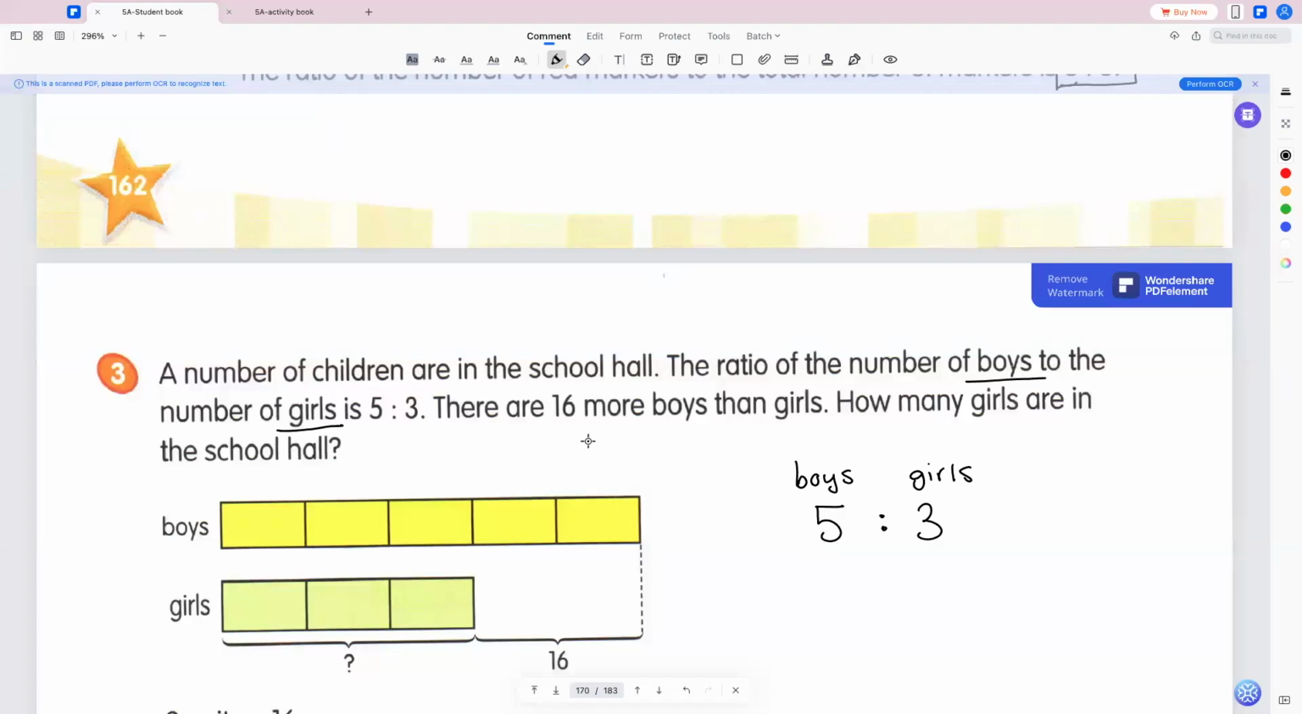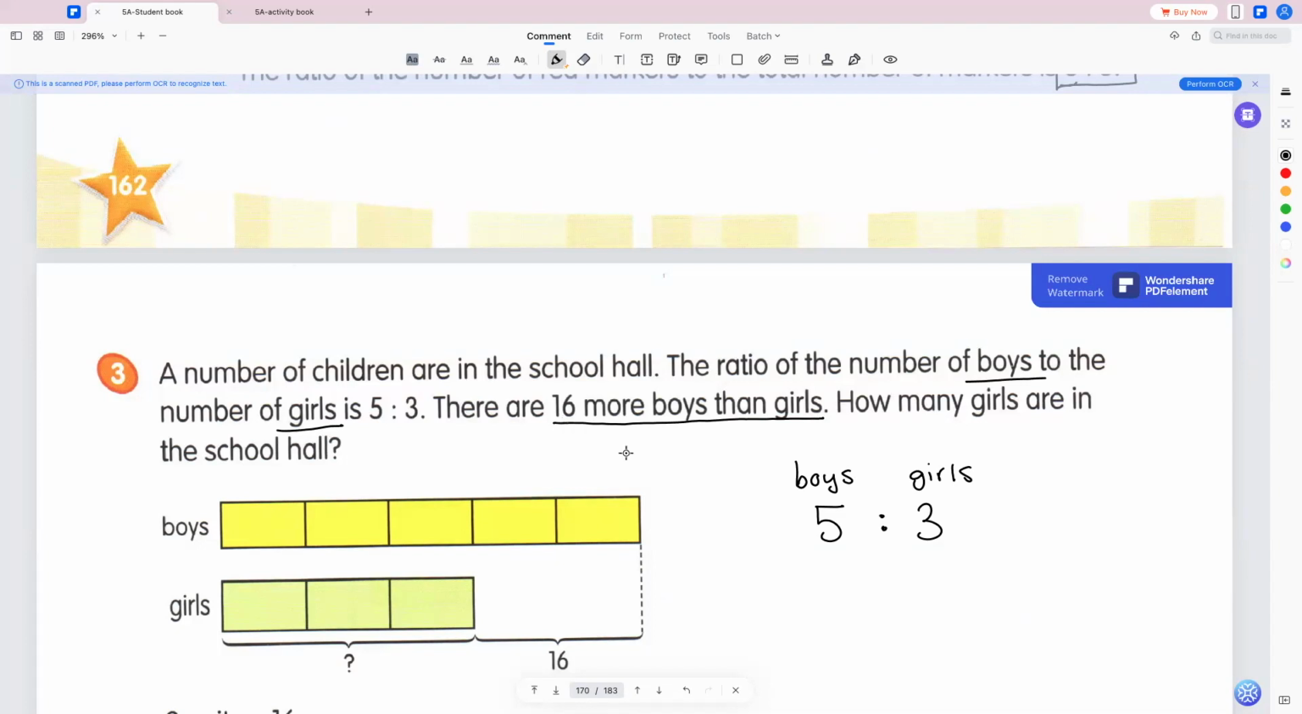Okay. Now, we are told that there are 16 more boys than girls. Okay. How many girls are in the school hall? Now, you're going to see we're going to do a lot of questions where we use this form of a diagram. It's going to be very useful because it allows you to visualize, and we're going to practice using virtual manipulatives today. So it's going to be very, very helpful. But essentially, using our ratio, notice how we have 5 units for the boys, right? We have 5 boys, and we have 3 units to represent the girls, right?